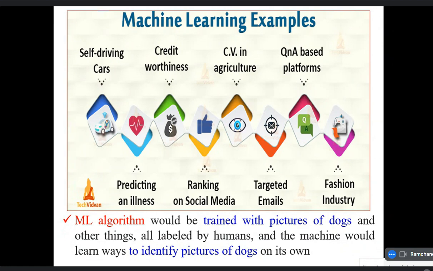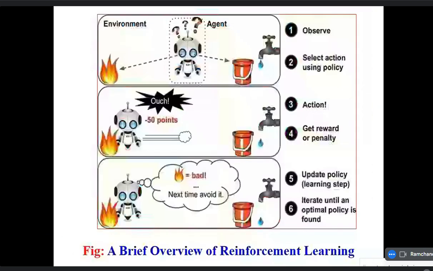A machine learning algorithm would be trained with pictures of dogs and other things, all labeled by humans, and the machine would learn ways to identify pictures of dogs on its own. So this is one of the scenarios of reinforcement learning.